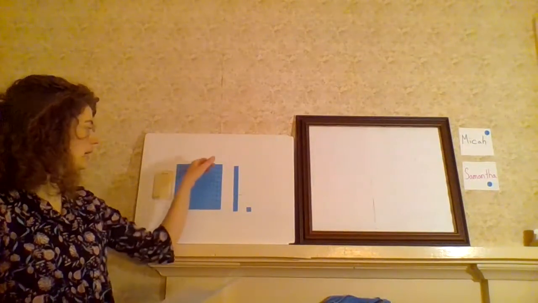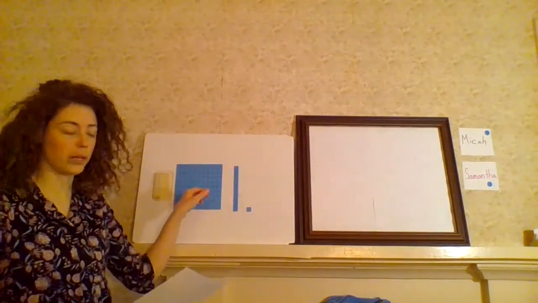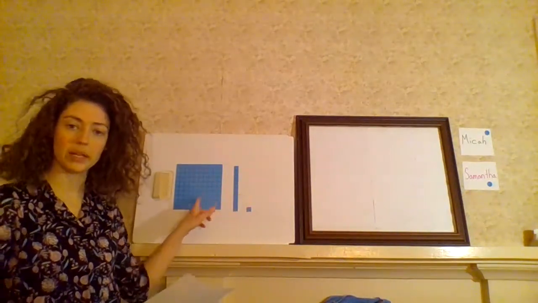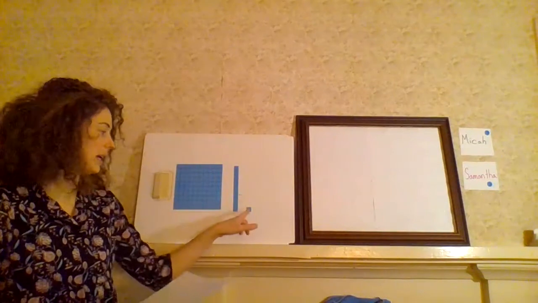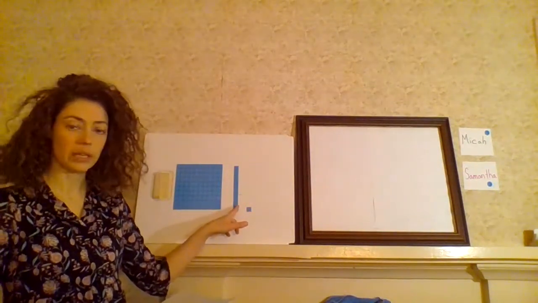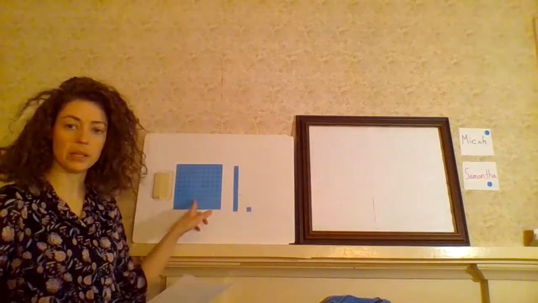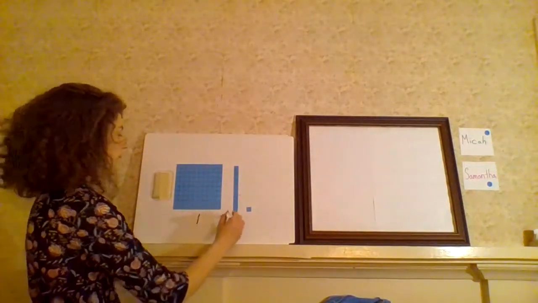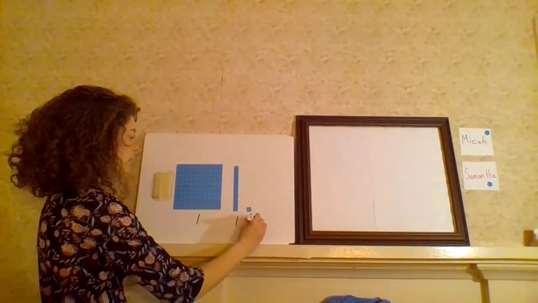So we could say that this is really like 1, and this is 1/10 because you need 10 of these to make one of these. And then this could be 100th because you need 10 of those to make 1/10, or you need 100 of those to make one whole thing. So we could say this is 1 and 1/10 and 100th.